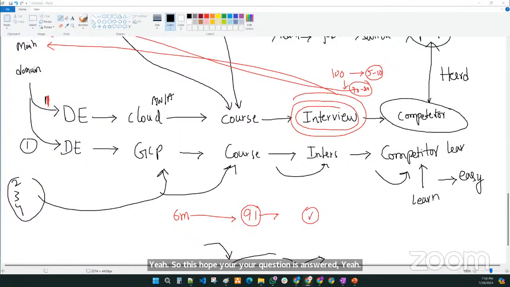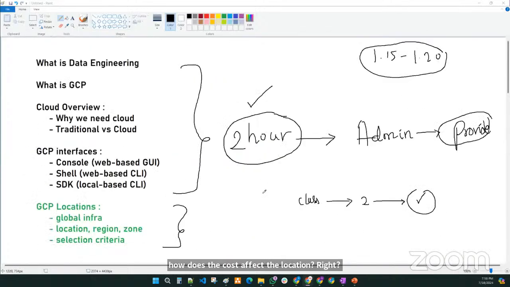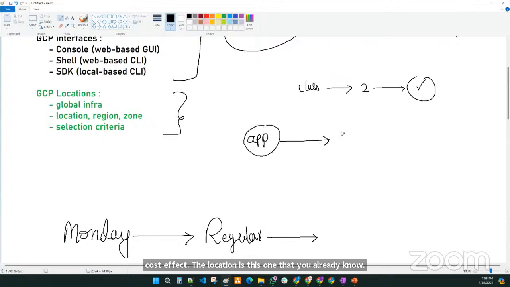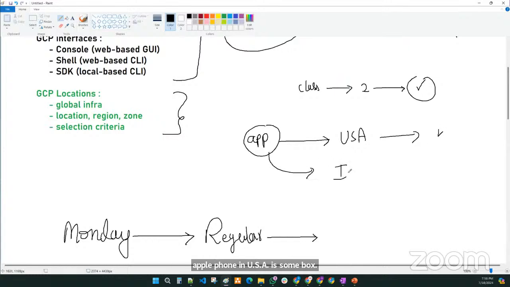Okay, so someone is asking a question: how does the cost affect the location, right, Sumir? The cost affect the location is this one, sir, that you already know. The Apple phone in USA costs some bucks. Cost of Apple phone in India, can you guys tell me, is it the same cost? I want you guys to answer it. Okay, is it the same cost for the Apple phone in USA and India?